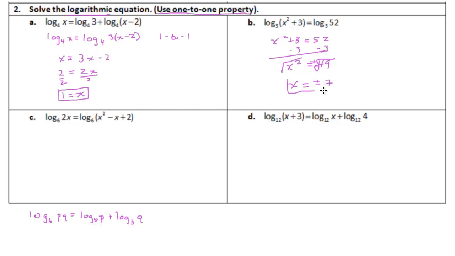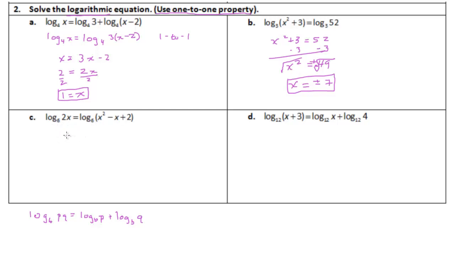So I have two answers that do work. Now I do need to be sure that the arguments to logs, particularly this one, is not a negative number. I can't have a log of a negative number. Of course, 7 squared or negative 7 squared is always positive 49, and that works. Okay.